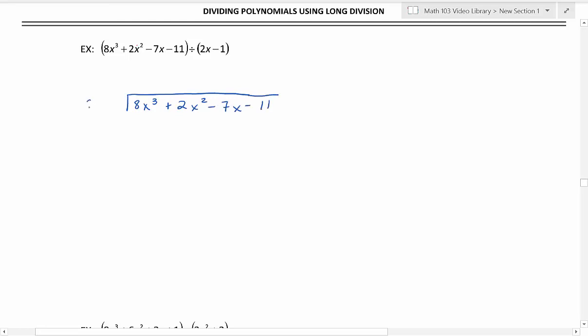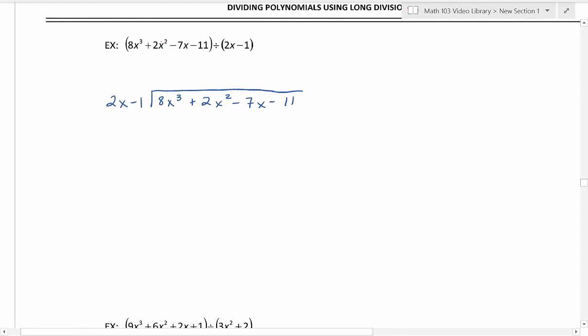And our divisor on the outside. Just like with division of whole numbers, we don't try to do the whole thing at once. We're going to divide the first term of the divisor into the first term of the dividend. There's two different ways that you can think about this. You can either ask yourself, what do you multiply 2x by to get 8x to the third? Or my personal preference is to think about it as division, 8x to the third divided by 2x. Either way you think about it, we'll get the same answer.